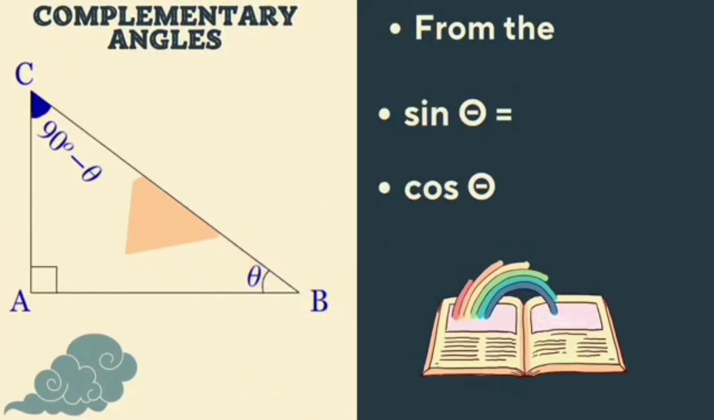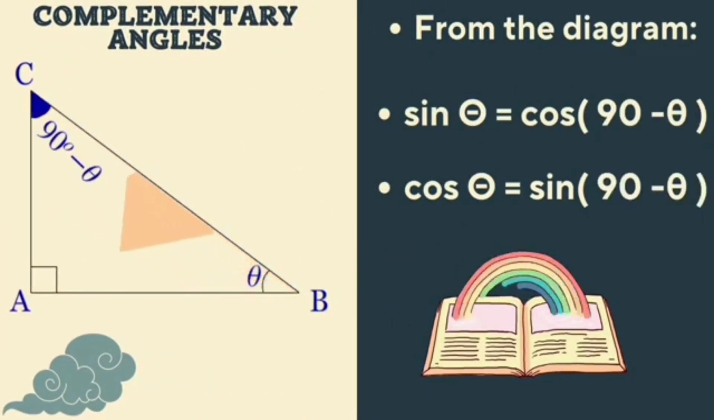Next, let's see the complementary angle equations. In the first complementary angle equation, the sine of an angle theta is equal to the cosine of the complementary angle, which is 90 degrees minus theta. In the same vein, in the second complementary angle equation, the cosine of an angle theta is equal to the sine of the complementary angle of theta, which is 90 degrees minus theta. Please take note of these equations.